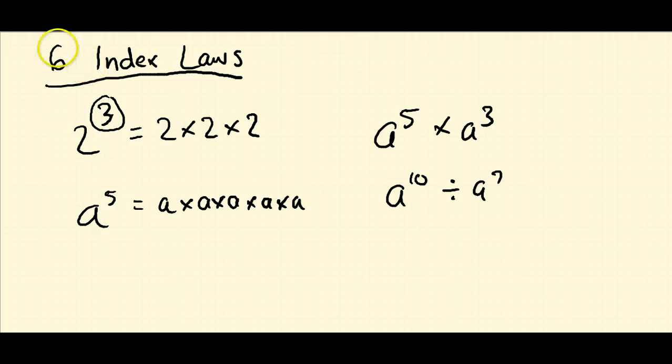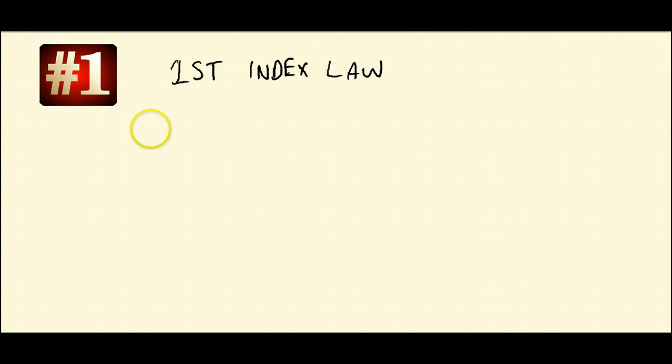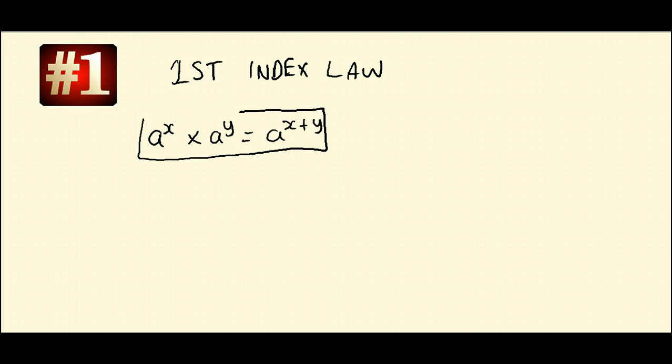So let's look at the first one. Okay, the first index law is stated like this. If you've got something, we're calling a an unknown number. If you've got something to the power of x and then you multiply it by the same base but you've got a different power, then when you multiply those together, this is what you'll get. You'll get a to the x plus y. Okay, that's the first index law expressed there.